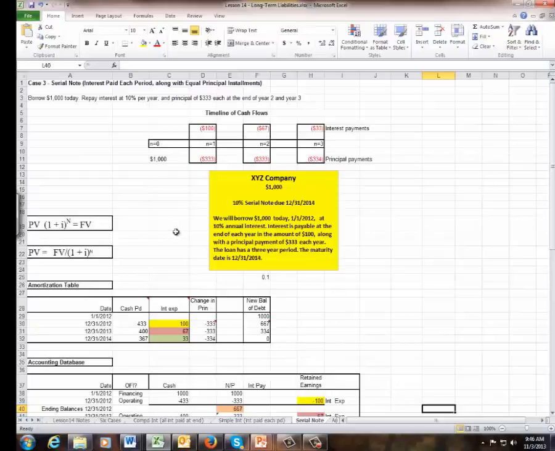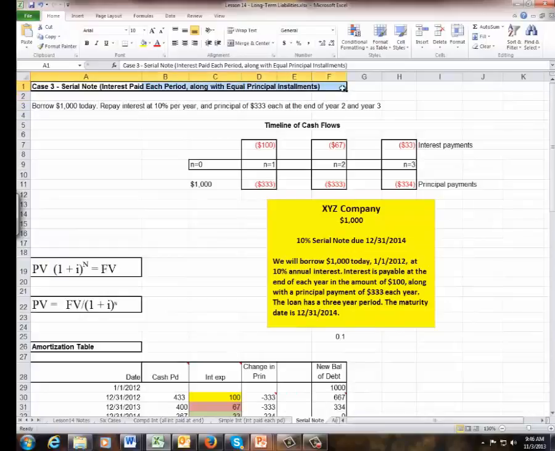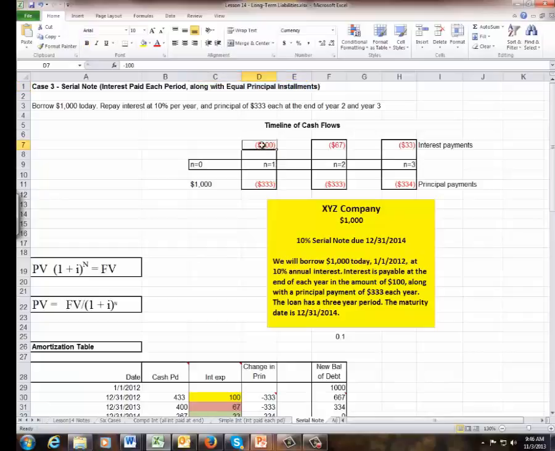So let's go to the serial note tab and notice case 3 is entitled Serial Note with Interest Paid Each Period along with Equal Principal Installments. So if we were to look at the timeline here and compare it with cases 1 and 2, notice we borrow $1,000 right here at period number 0. At the end of the first year, we owe interest of $100, which is 10% of the amount borrowed. So 10% of 1,000 equals 100.